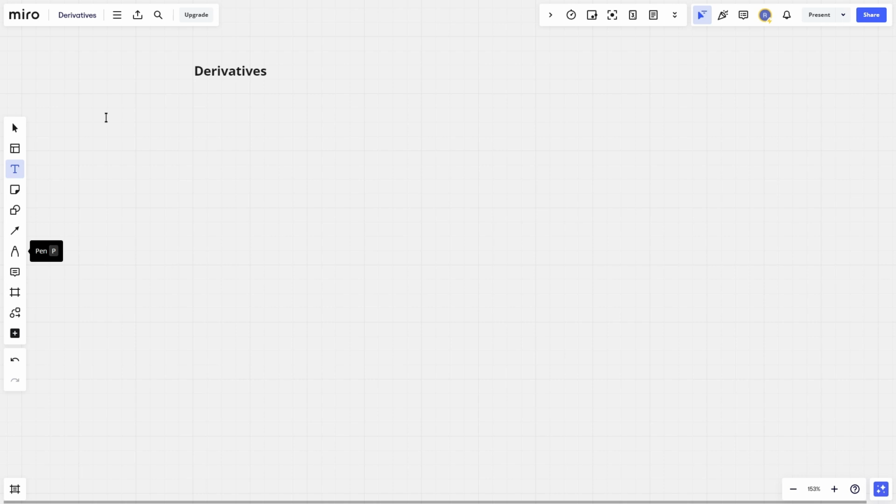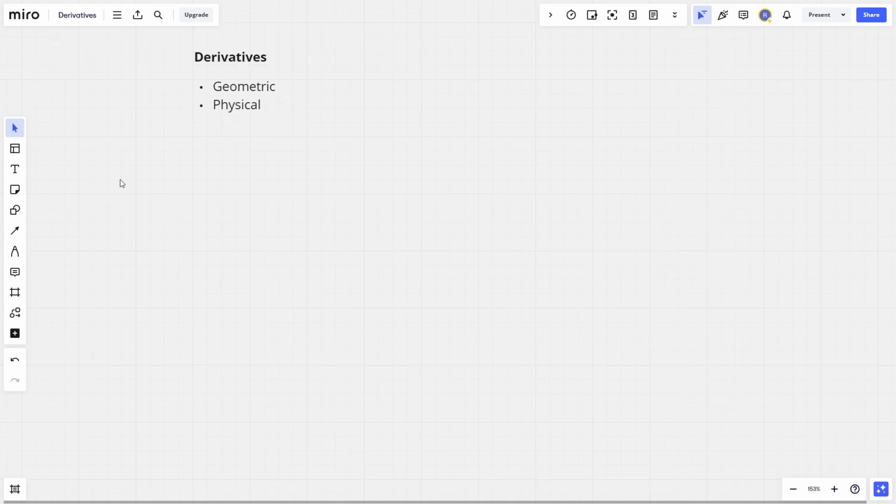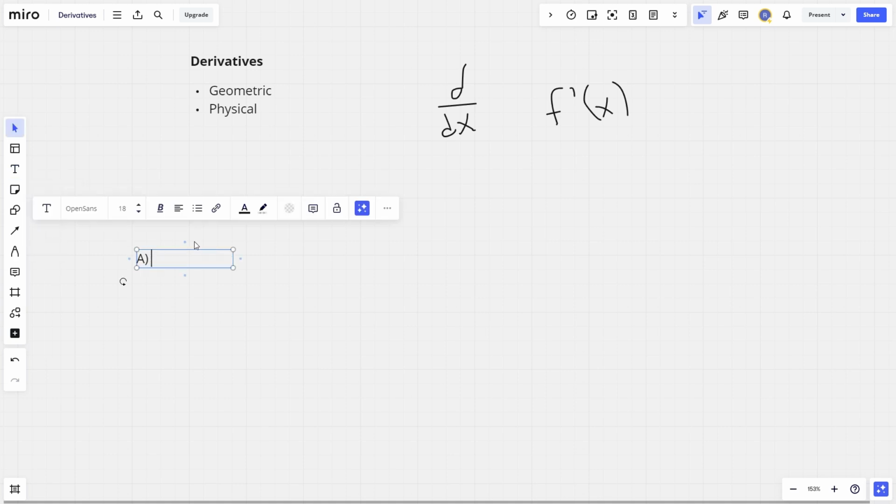Hello everyone. Today we're going to be looking at derivatives. So we're going to be looking at the geometric as well as the physical interpretation of a derivative. Before we get started with the definitions, let's look at the notation of a derivative. A derivative can be represented by d over dx or f prime of x. We're going to look into notations a bit more later on, but for now, let's start off with geometric interpretation.